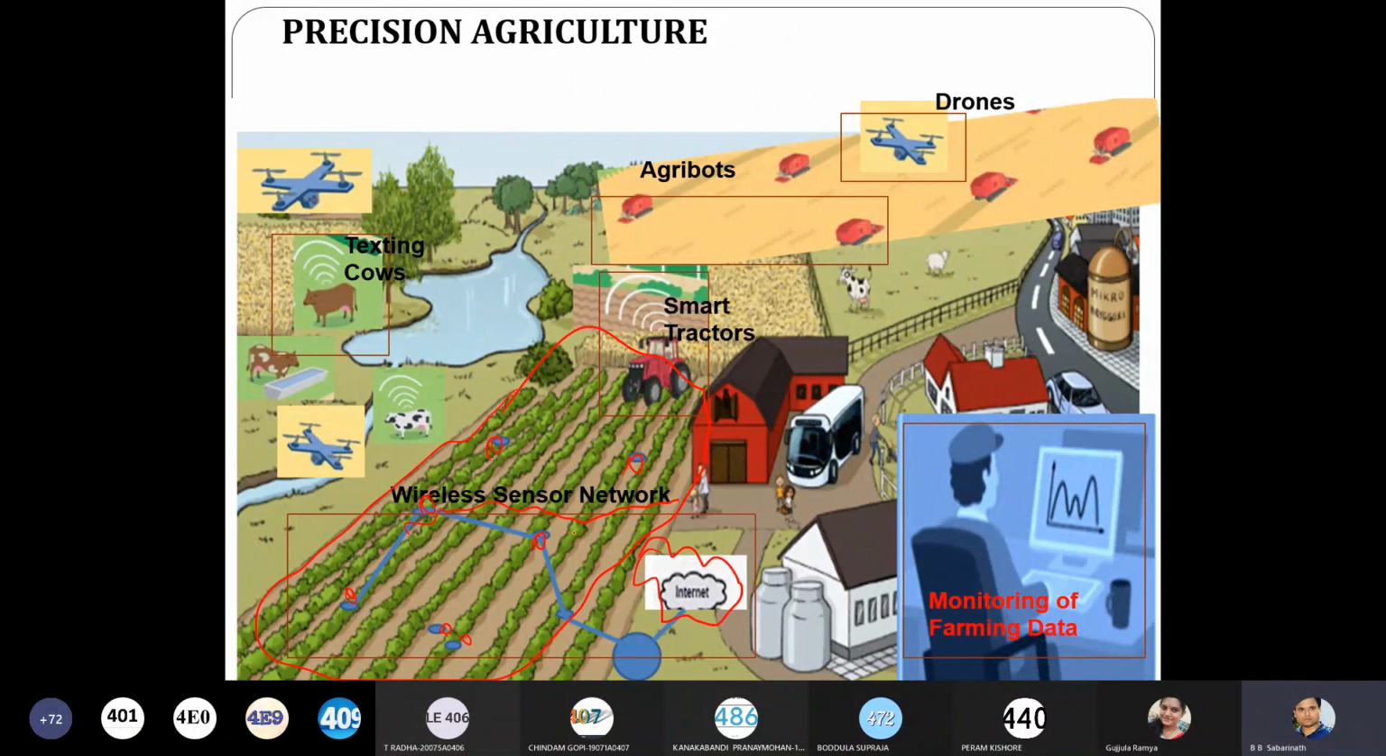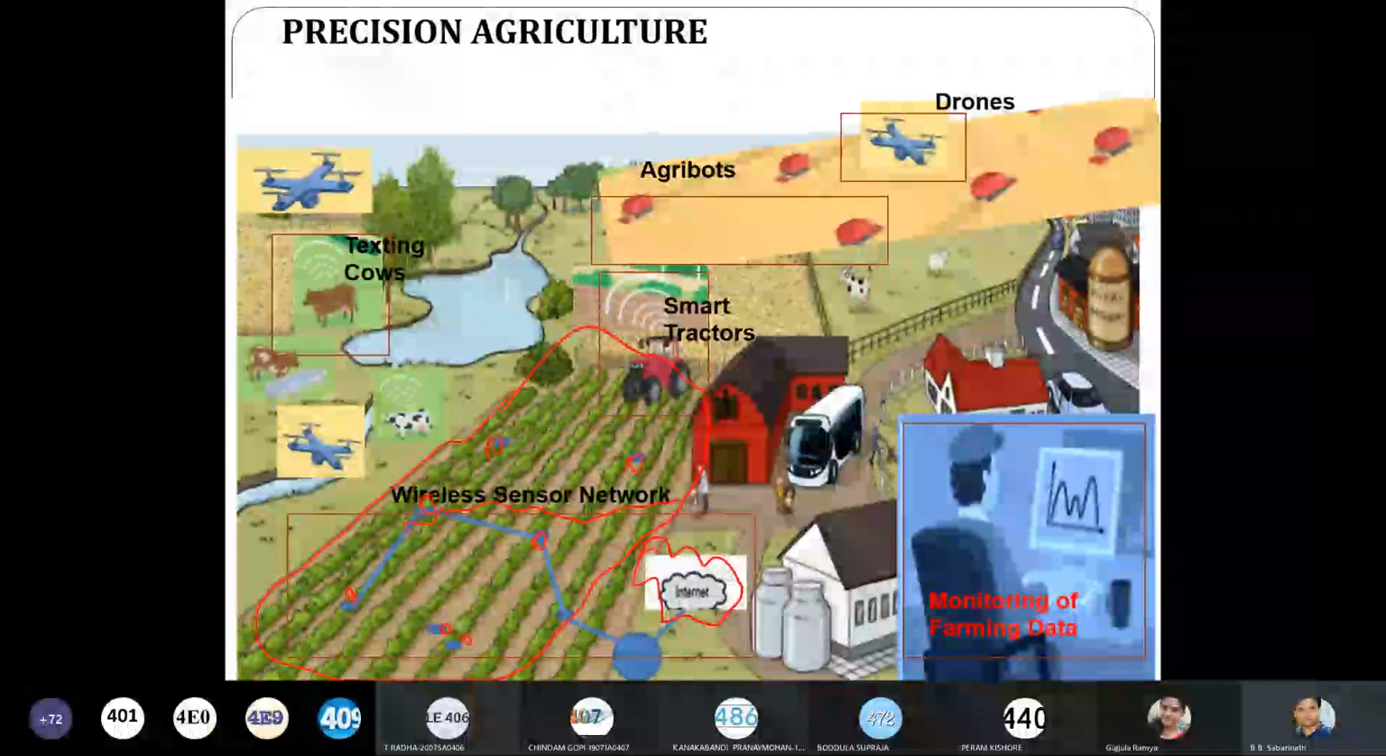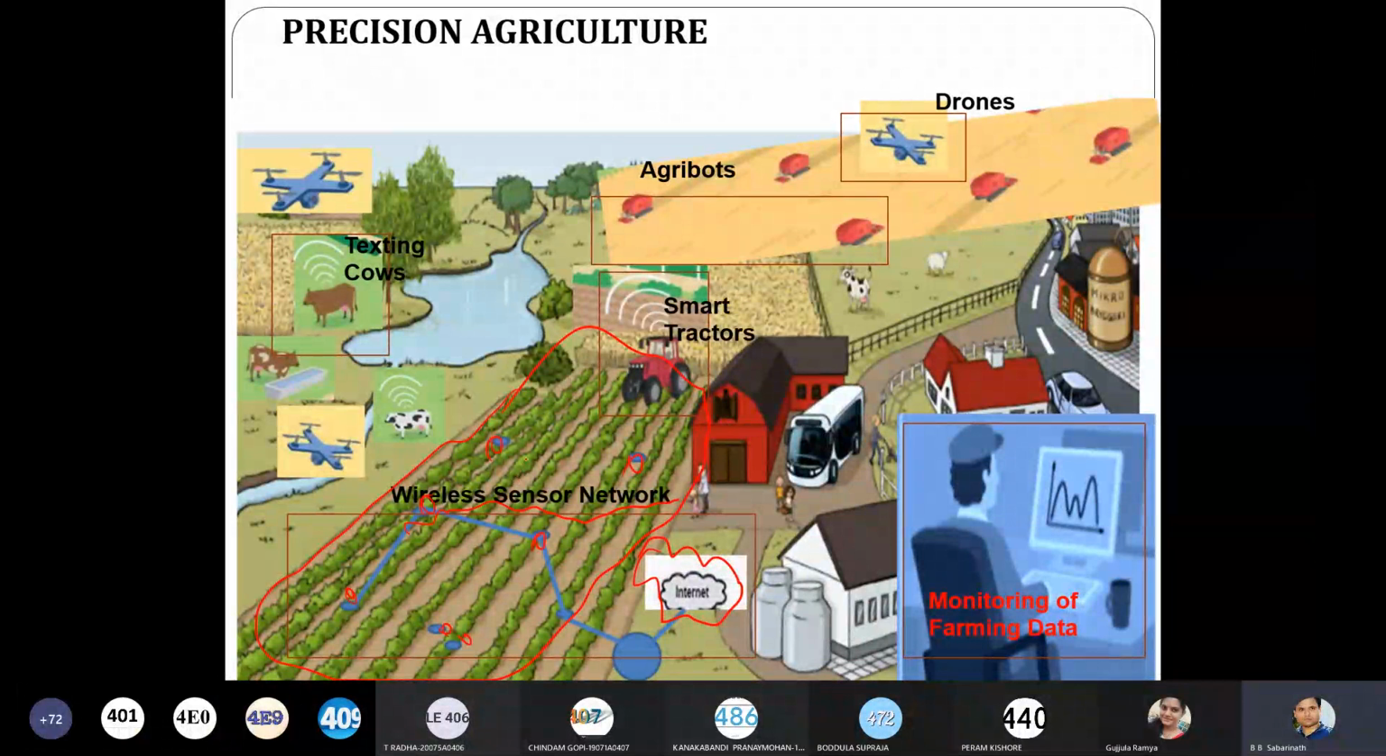Now what can you do with these sensors? You can have precision, like decision making, whether water is required, whether any fertilizer is required, or any plant is getting damaged. All these things, you may get notifications. You may automate these things, no need to go and manually monitor each and every time.